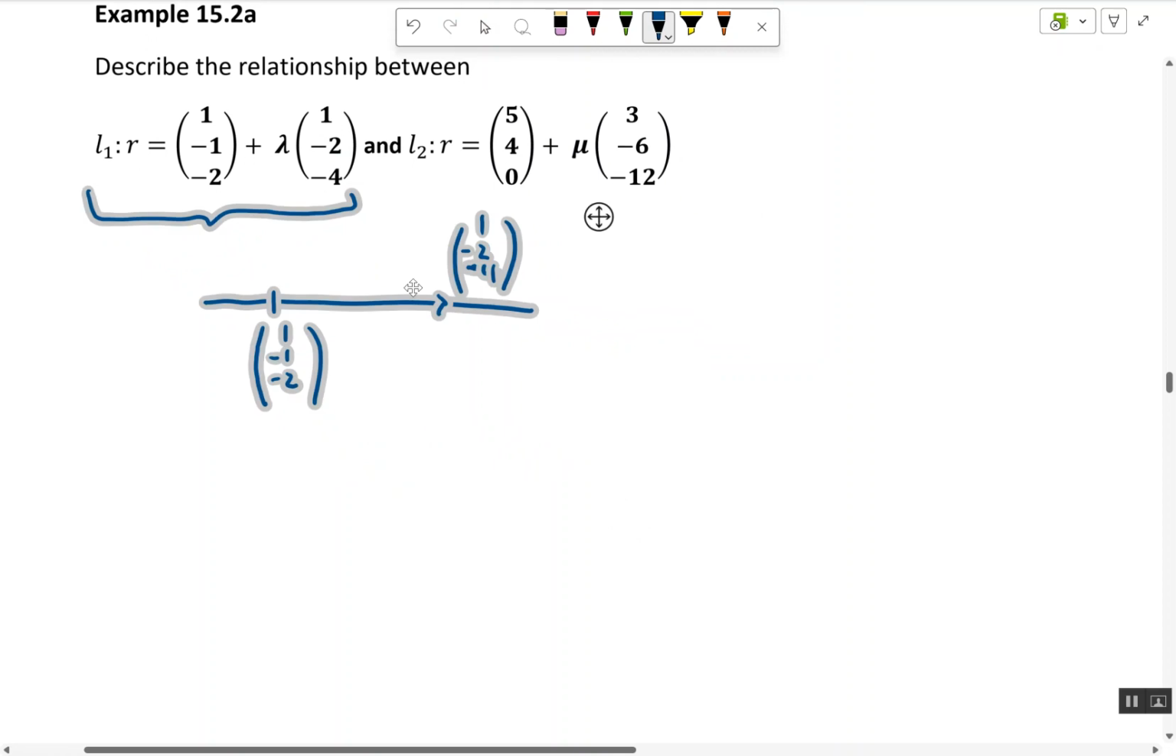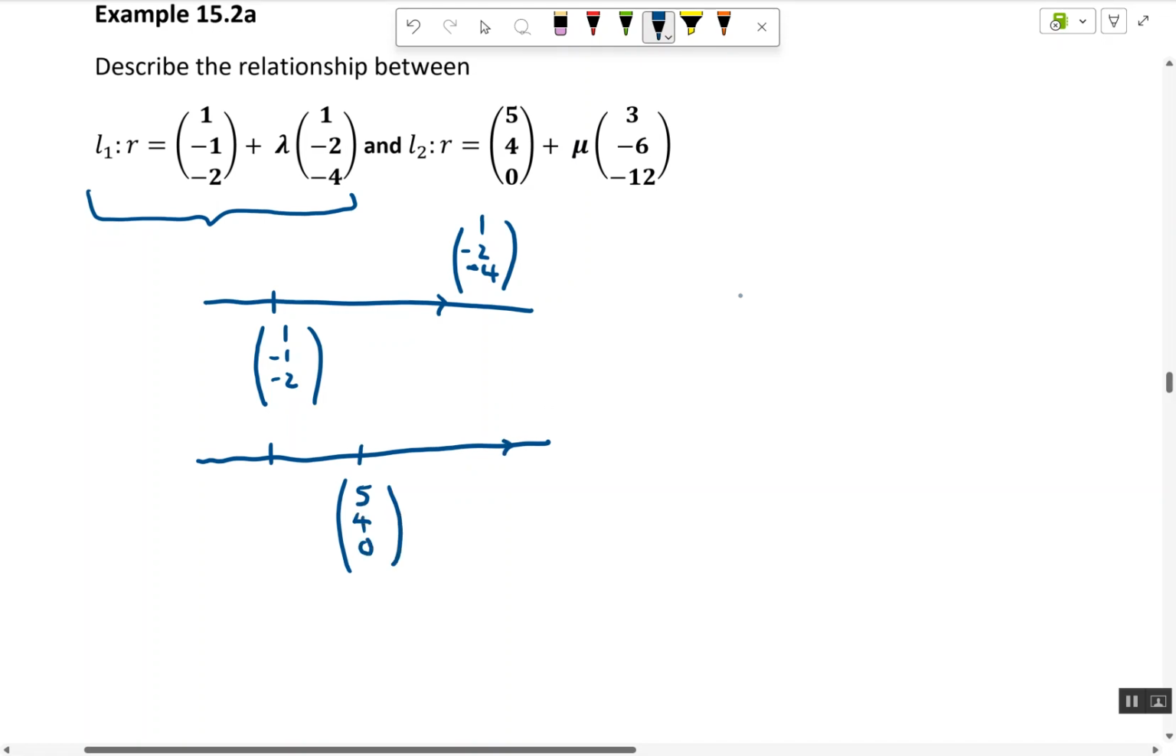Then I have another line. It doesn't matter how the line looks exactly, as long as you understand the relationship. It cuts another point. Now, this point may not be vertically here, maybe it's over here. (5, 4, 0) plus a direction vector of (3, -6, -12).